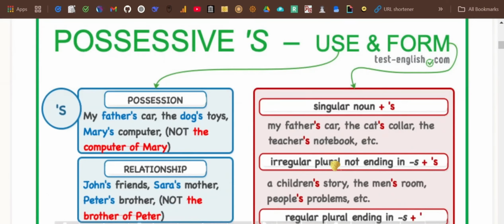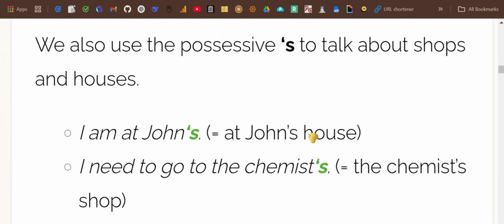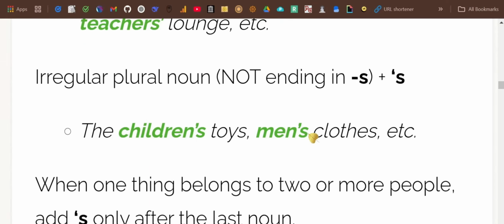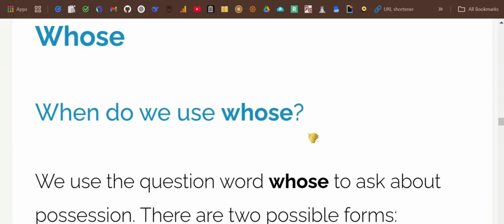This is how you use possessives, okay? So please be careful with this. For example, the end of the street. Don't say the street's end. Yeah, if it's things, normally it's of, okay? Maybe there are some more exceptions and stuff, but these are the general rules. Good, no? It was, I think, kind of new for some of you, right?